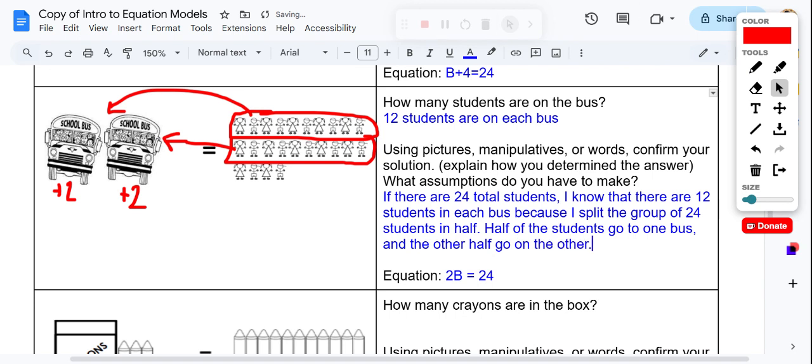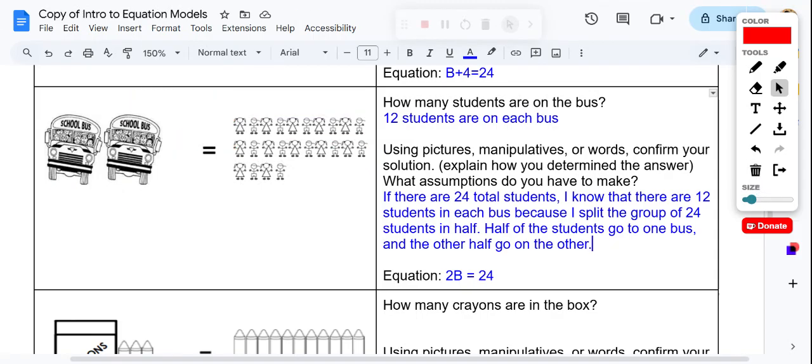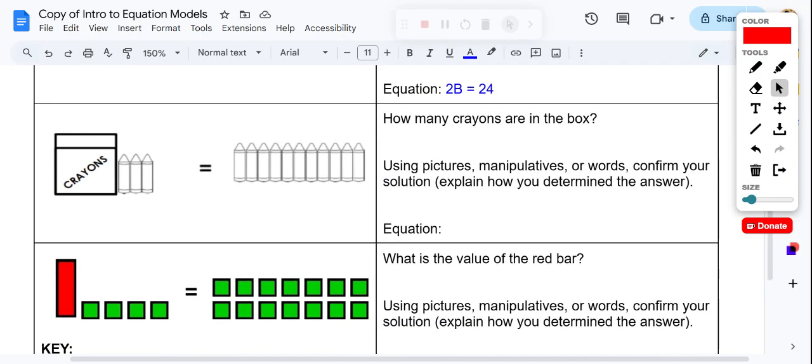Okay, something along those lines. That was my reasoning. You might have a different explanation. That's totally fine. Next, how many crowns are in the box?